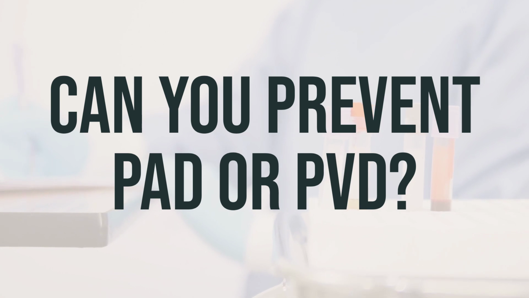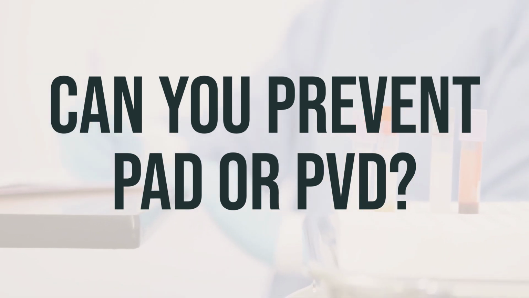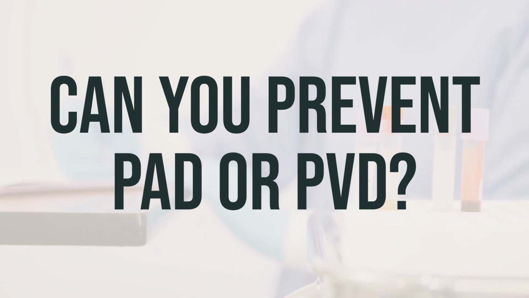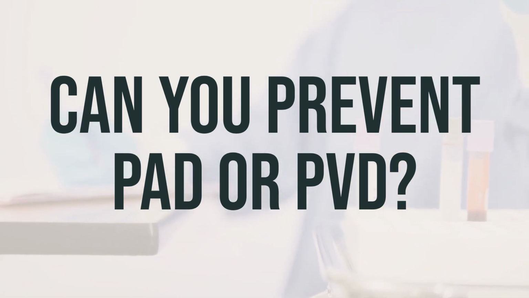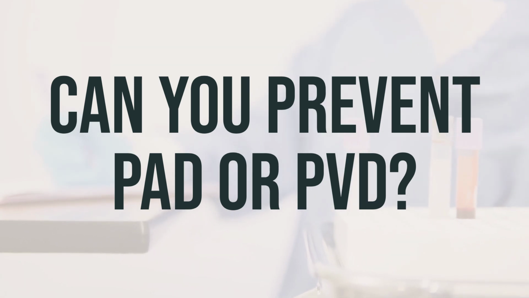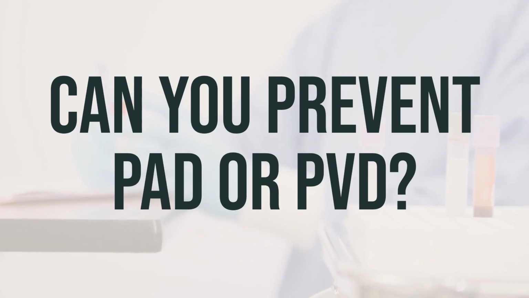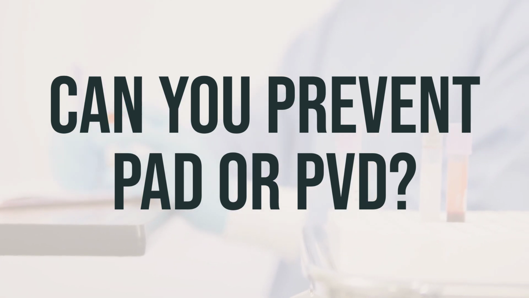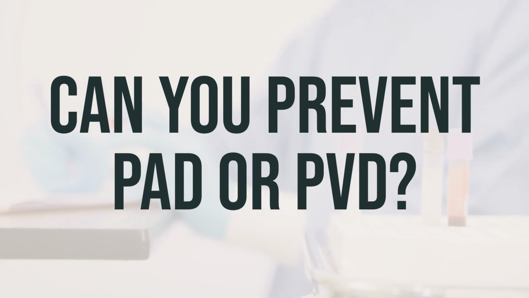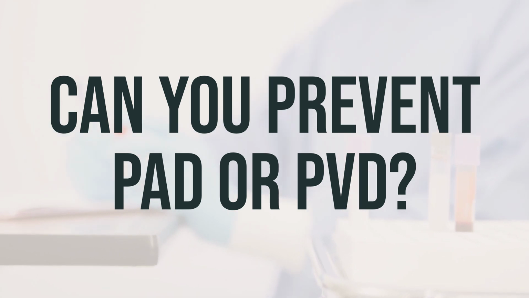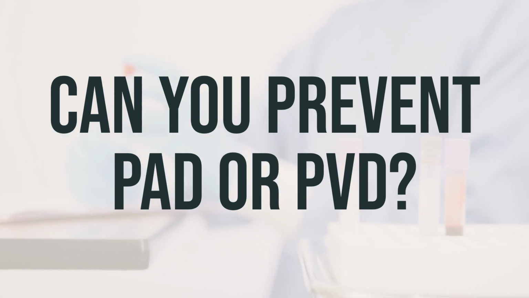Taking care of yourself is essential in preventing peripheral artery disease, PAD, and peripheral venous disease, PVD. This includes getting regular exercise, eating a healthy diet, and avoiding smoking. It's also important to manage other conditions such as high blood pressure, high cholesterol, and diabetes. If you experience any symptoms, be sure to consult your doctor. Catching these conditions early can help prevent them from worsening.